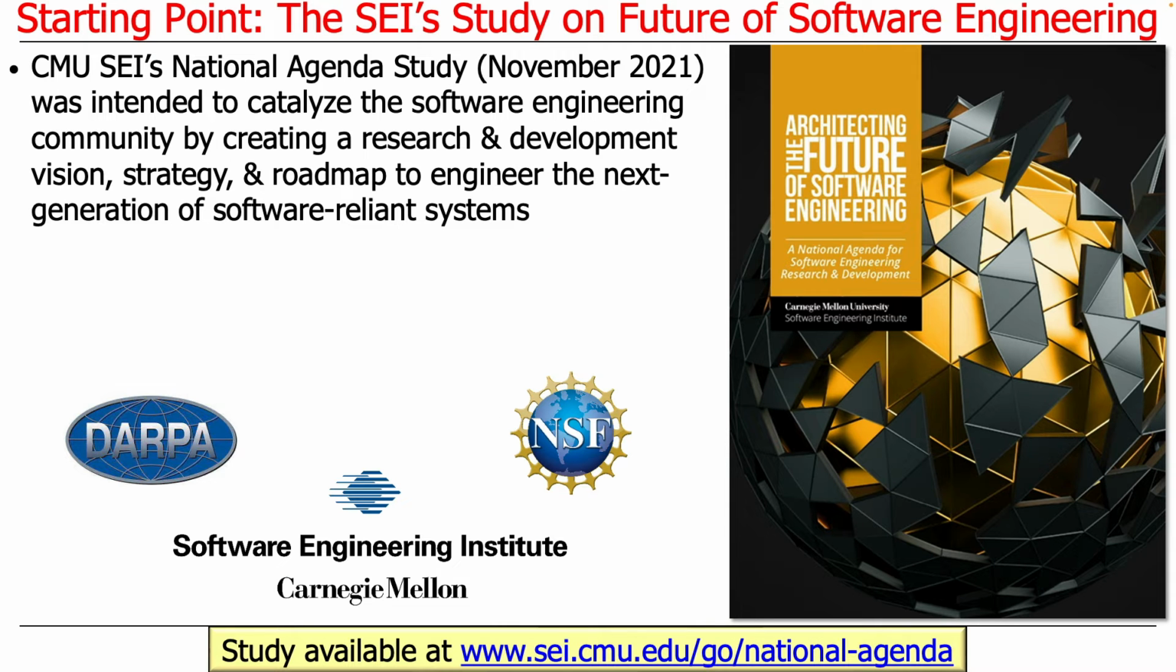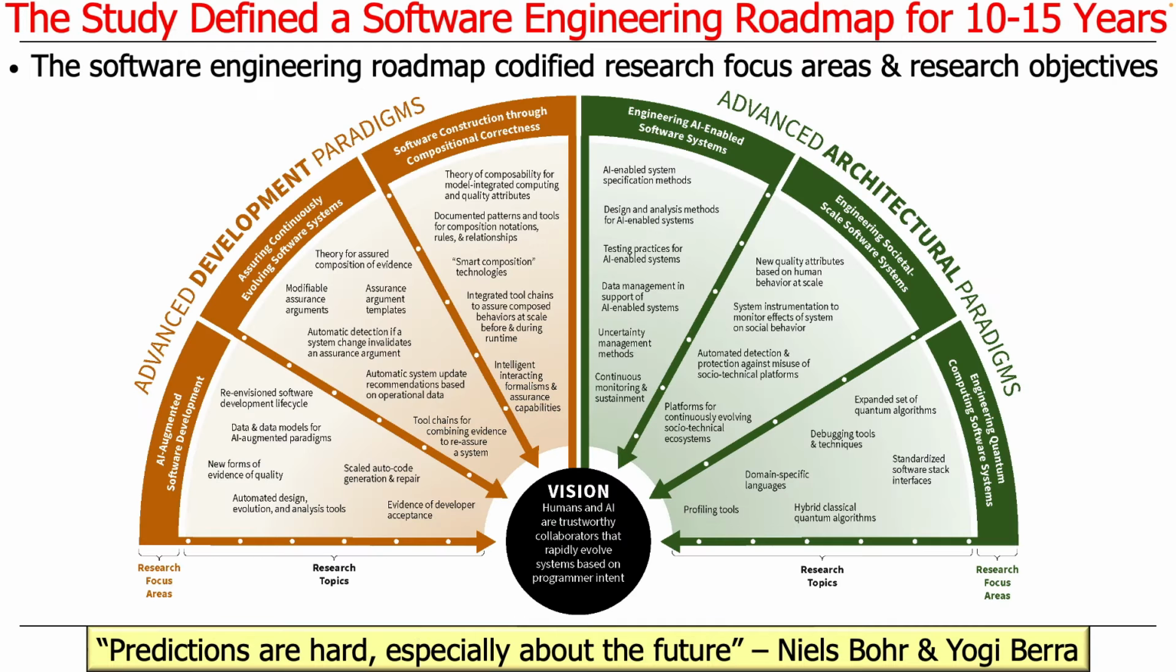So this study, which came out in November of 2021, was designed to try to get people excited about the next generation of ways we build software. Tools, processes, programming languages, platforms, methods, and so on. And we were really trying to set up a research roadmap to tell people how things might go in the future. And this was work that was sponsored by the Defense Advanced Research Projects Agency, the National Science Foundation, as well as my colleagues from the Software Engineering Institute, where I've worked for about 20 years on various projects.